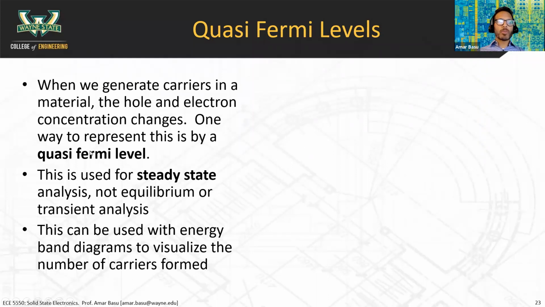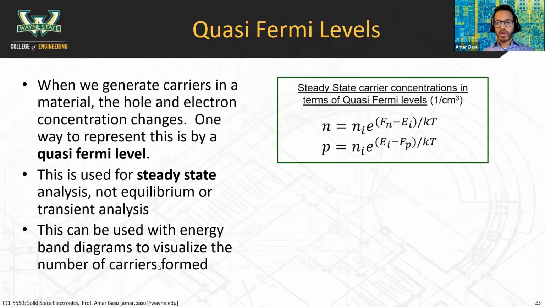So one way that we can represent this is by a quasi-Fermi level, and this only applies to steady state analysis. It does not apply to the equilibrium analysis. It does not apply to transient analysis. For equilibrium analysis, we have our usual Fermi level, E sub F. This quasi-Fermi level, I'll show you, is used for steady state. So I'll explain what it is first, and then hopefully we'll understand the intuition behind it a little bit.